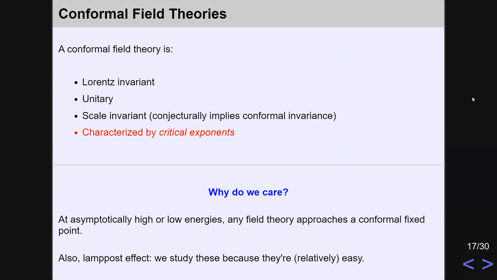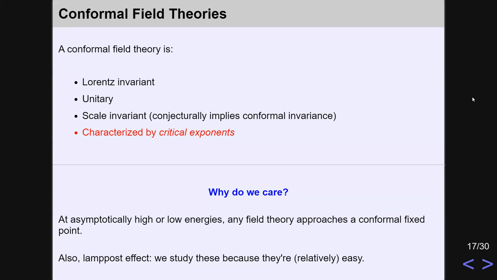So just to review, a conformal field theory is Lorentz invariant, it's unitary, it's scale invariant, which in fact, conjecturally, that plus unitarity implies that it's conformal, has full conformal invariance. And it's characterized by critical exponents. In other words, the scaling dimensions of some operators. And a good reason to care if you're just a field theorist and you think you don't study conformal field theories is that at asymptotically high or low energies, every field theory is believed to become some conformal field theory, sort of because you go to low enough energies and things stop changing as you keep scaling at lower and lower energies, or vice versa at high energies. So we'd like to study them.